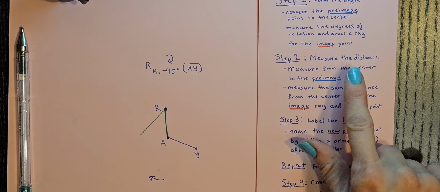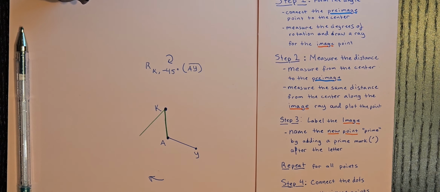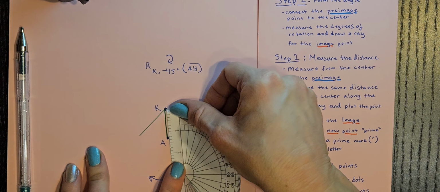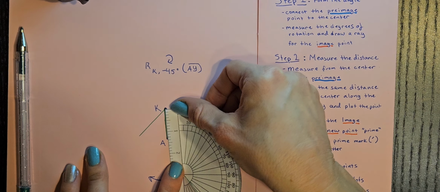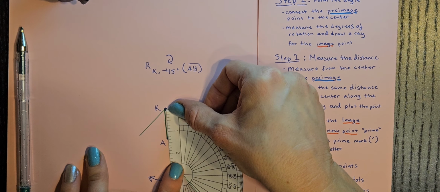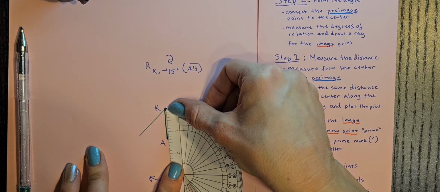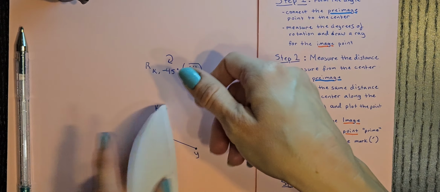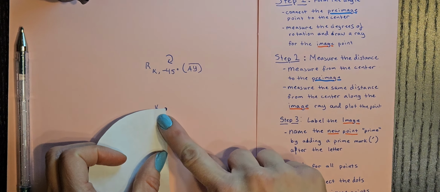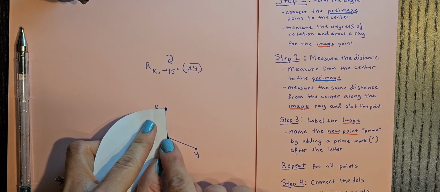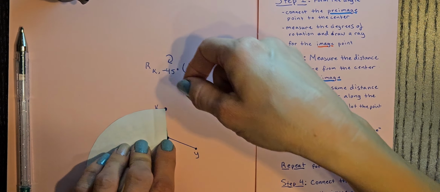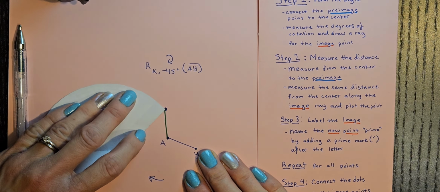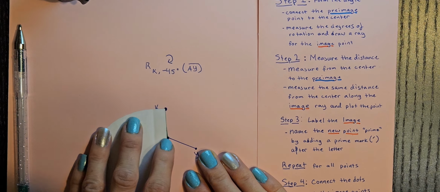Now we're going to measure the distance. Step 2, measure the distance. We're going to measure how far A is from K. So it's 1 and probably 5/16. It's not a really nice, pretty number. What I really like doing is just measuring the distance without units, because all we're doing is copying it. We don't actually need the numerical value, and then I don't have to worry about rounding errors. But my finger slipped.